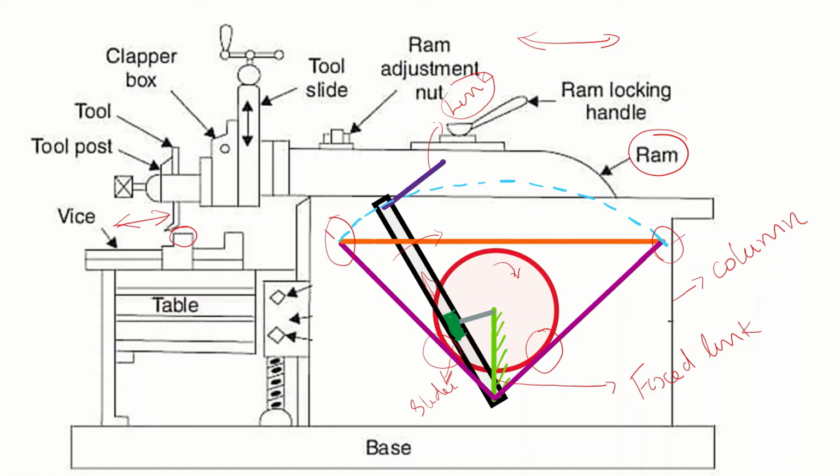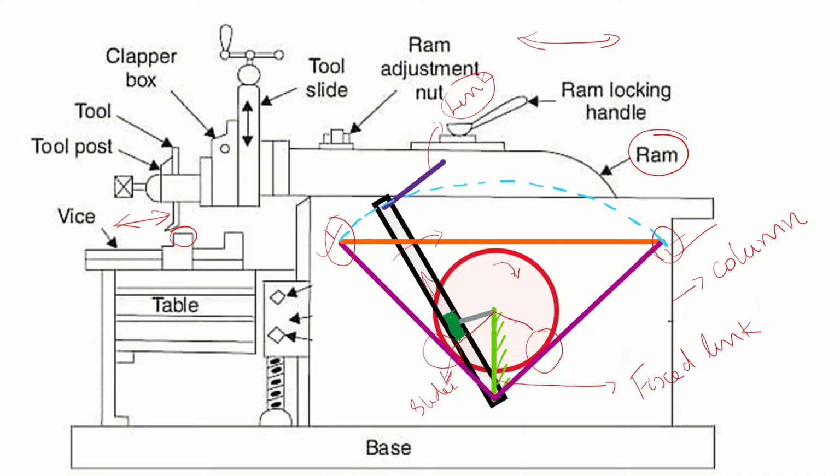So when you rotate the crank inside the column by some mechanism, since the crank is connected to a slotted lever through a slider, the slider will reciprocate. And since the slider reciprocates, the slotted lever will oscillate in such a way that it can go to two extreme positions, either this side or this side, such that the reciprocating motion of the ram is achieved. Got the idea?